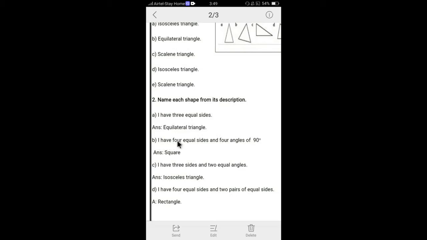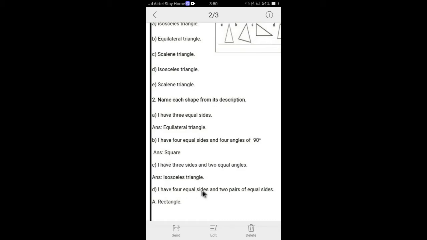B number, I have four equal sides, four angles of 90. Four equal sides, well, you know that it's a square, and also four angles are 90 degrees, all right angles, at each of the four corners. So you know this is a square. C, I have three sides and two equal angles. Isosceles triangle: we learned that if two sides are equal, two angles are also equal. So the isosceles triangle answer is C.